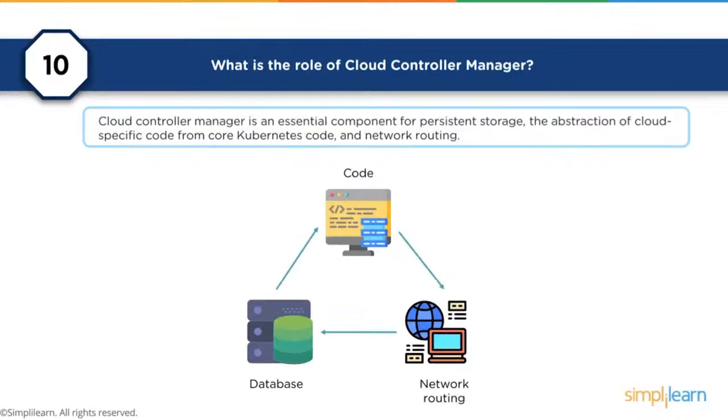So what is the role of the cloud controller manager within this environment? The role of the cloud control manager is really to help manage persistent storage. Persistent storage is storage that's either local storage to the physical machine, such as an SSD or hard drive, or cloud-based storage. And this allows the storage to be shared across the entire network.